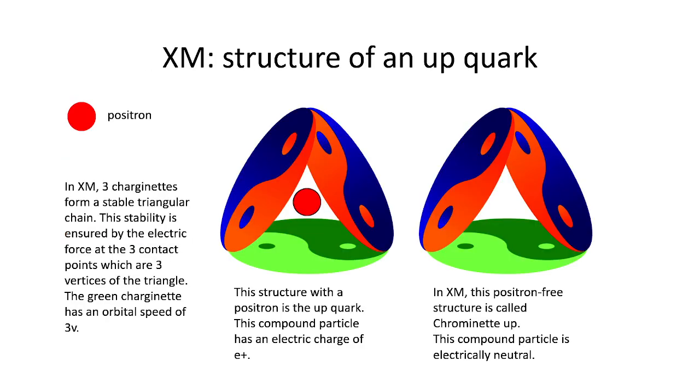XM, structure of an up quark. In XM, three charge nets form a stable triangular chain. This stability is ensured by the electric force at the three contact points, which are three vertices of the triangle. The green charge net has an orbital speed of 3v. This structure with a positron in the center is the up quark. This combined particle has an electric charge of E+.